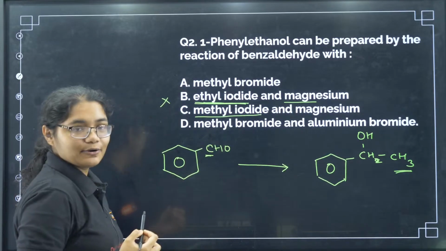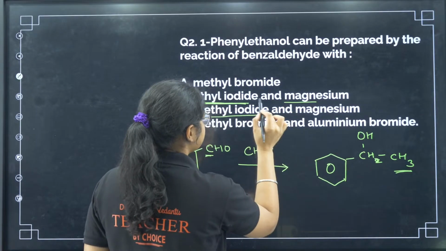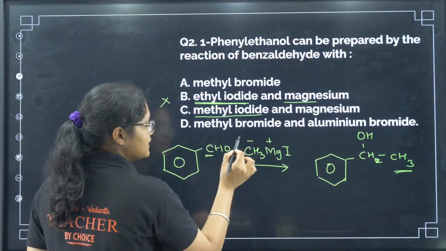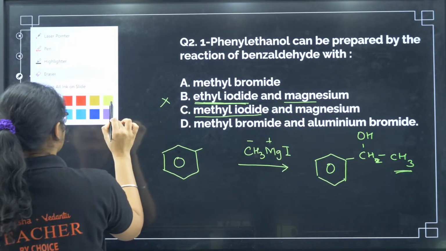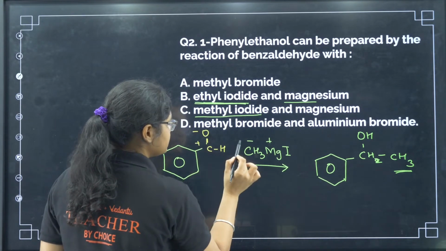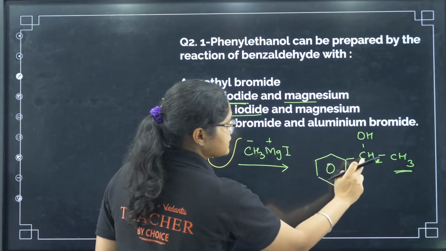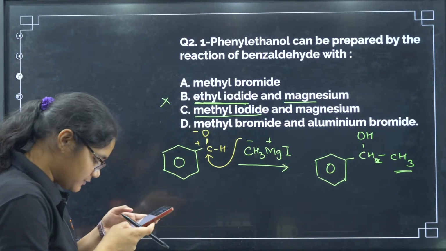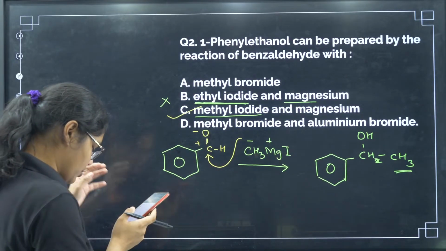Let me check methyl iodide and magnesium. What will happen if I add methyl iodide and magnesium? This will give me first CH3MgI, with the carbon being minus and the magnesium plus. If I expand this aldehyde, this is minus, this is plus, so this minus will attack here. So this will form CH3CHOH, and I will get this one with option number C. Yes, Shagufta is correct, Sajal Singh is correct, Grit Scroll is correct.